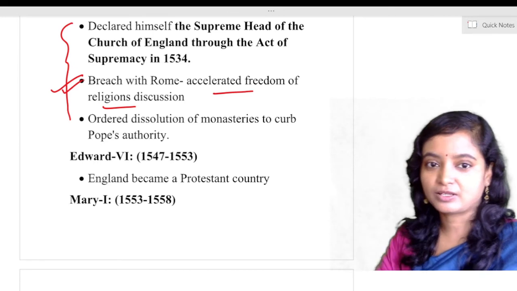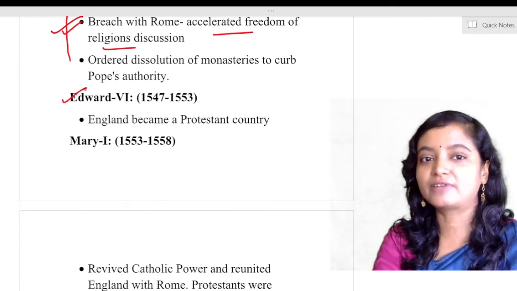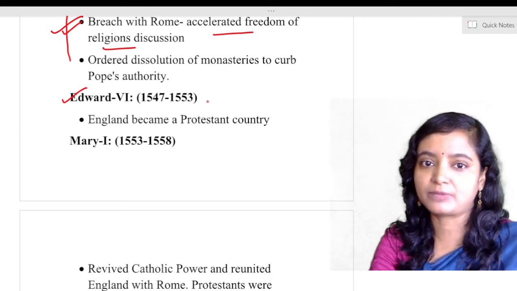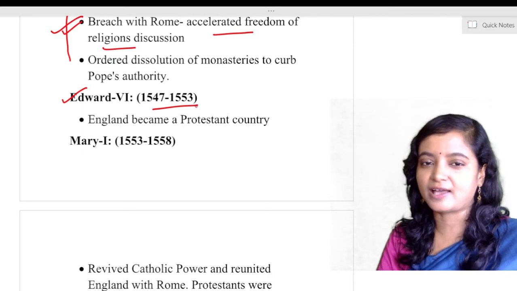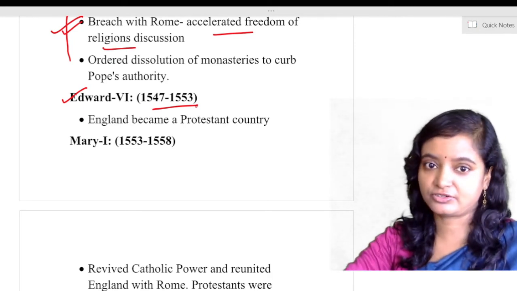Now Edward VI, he was the son of Henry-VIII, and during his time he ruled for very few years because he was very ill and very young. And in that time England became a Protestant country.